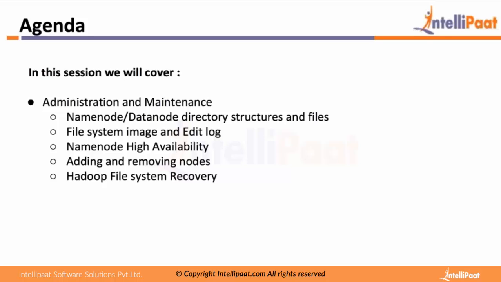These are the two components, or the two types of files, which will be used by name node. And then we will understand name node high availability or name node failover conditions. Then we'll also see how to add new nodes to the cluster and remove nodes from the cluster. And the final topic in this administration and maintenance part will be Hadoop file system recovery.